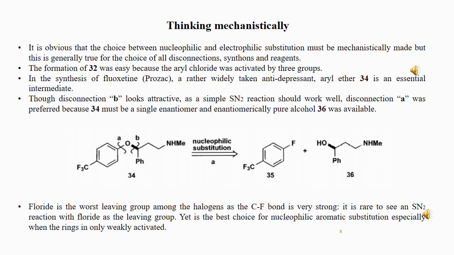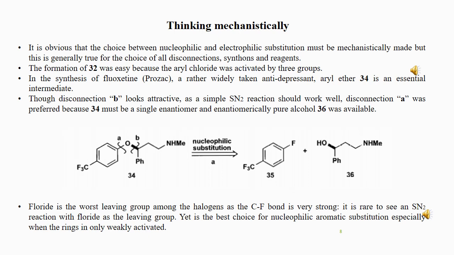But what happens? Disconnection A is preferred over here because 34 is a pure enantiomer. It's a single enantiomer, and enantiomerically pure alcohol 36 is available. So if we are using an enantiomerically pure reagent, the reaction will ultimately give 34, which will be formed from 36, and 35 will be enantiomerically pure. We should keep this in mind. We should think mechanistically for all these things.